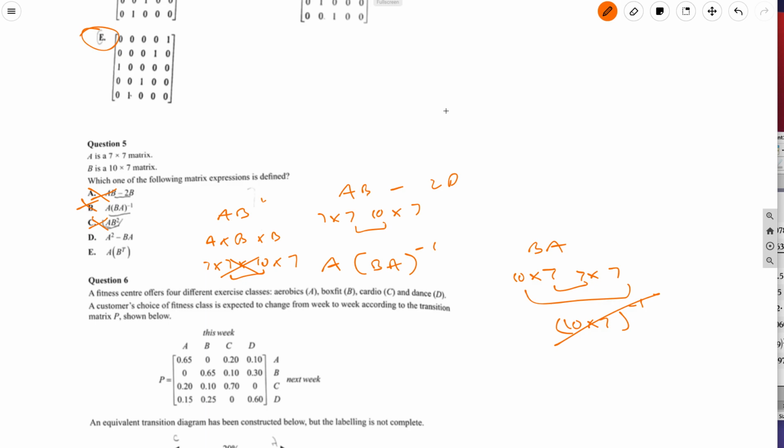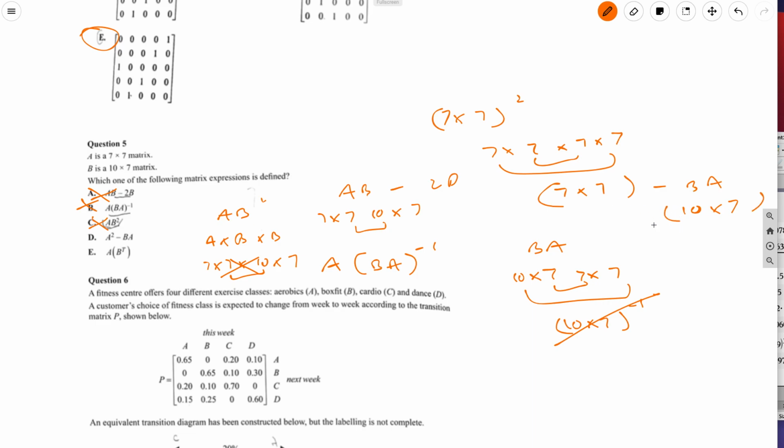A squared, 7 by 7 squared is 7 by 7 times 7 by 7. So insides are good, outsides are good. So that's AB, that's A squared. Then I want to take away B times A. And I think I did B times A before. Yep, that gave a 10 by 7. That was from down here.